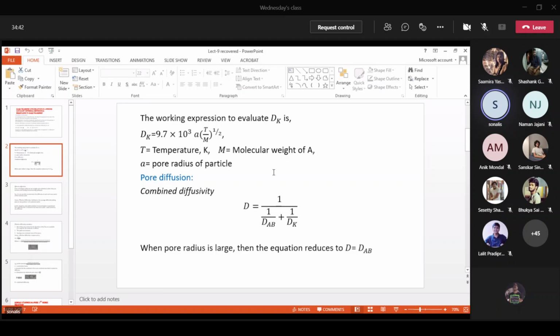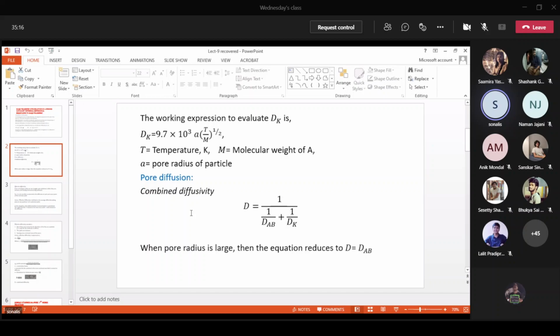Combined diffusivity. What is combined diffusivity? Say we have a solid catalyst particle with a range of pores, that means different size pores. Some are very thin pores, some are not that thin. So we can calculate the diffusivity as a combined diffusivity. Somewhere it is bulk diffusivity, somewhere it is Knudsen diffusivity in some pores.